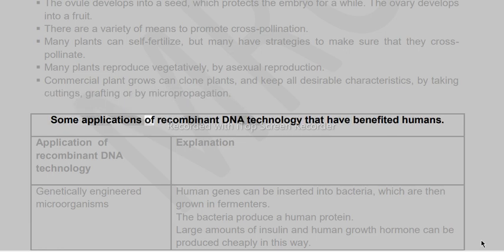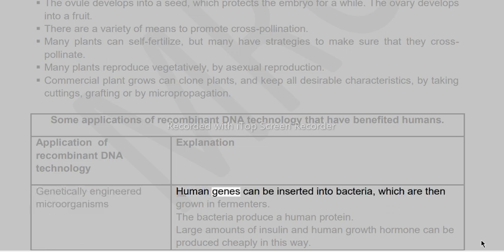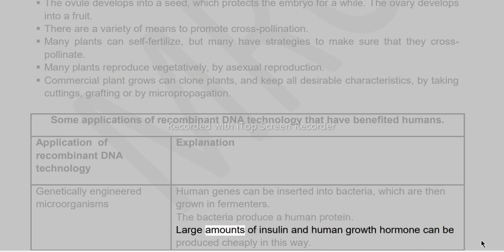Some applications of recombinant DNA technology that have benefited humans. Genetically engineered microorganisms: human genes can be inserted into bacteria, which are then grown in fermenters. The bacteria produce a human protein. Large amounts of insulin and human growth hormone can be produced cheaply in this way.